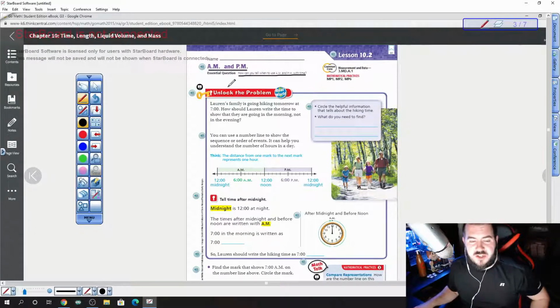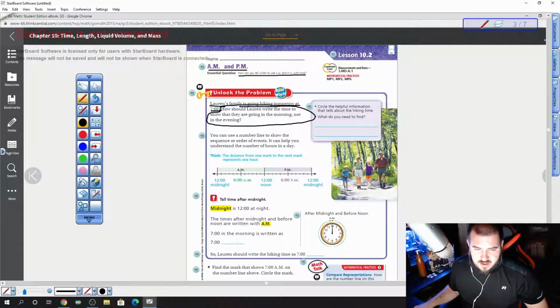So our first question says that Lauren's family is going hiking tomorrow at 7 o'clock. How should Lauren write the time to show that they are going in the morning, not in the evening? So remember, in second grade, you would have learned about AM and PM. AM is talking about things that happen in the morning from midnight to noon, and PM talks about things that happen from noon to midnight.